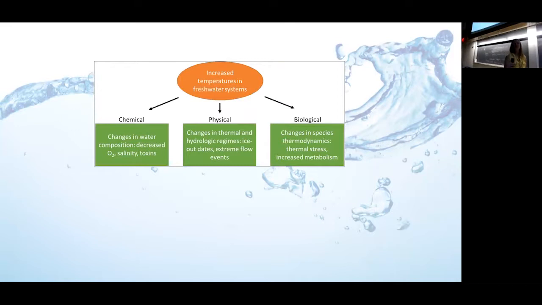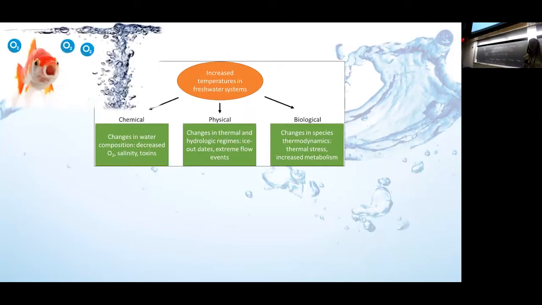As far as chemical properties, temperature affects water solubility of gases. So in freshwater systems, warmer waters have less oxygen than cooler waters, but they can also allow some toxins to be more bioavailable, including lead and mercury.